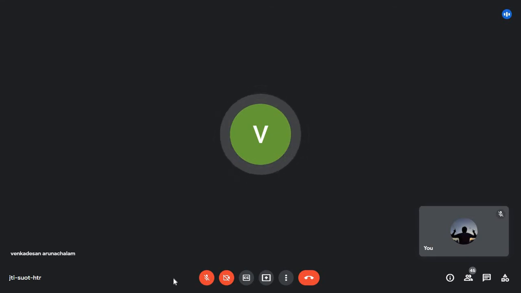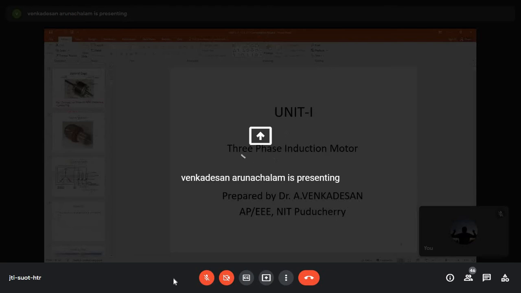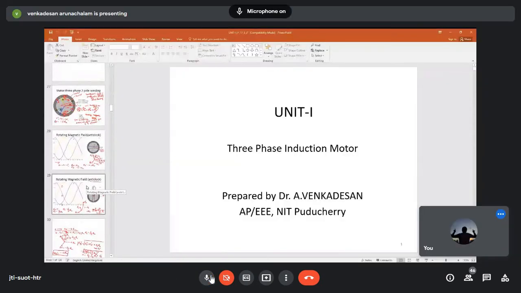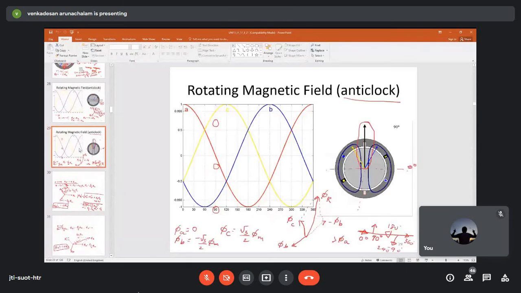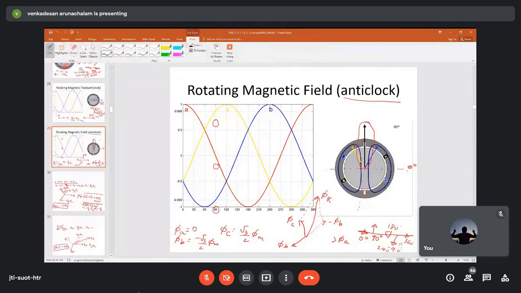And what is the direction of the resultant magnetic field? So if you see the direction, now it is visible? Yes, fine. So if you see the direction, what is the direction of the resultant magnetic field? The direction, if you see, it is like this. Am I right? This is the direction of the resultant magnetic field. And what is the magnitude? It is 1.5 times of phi m.